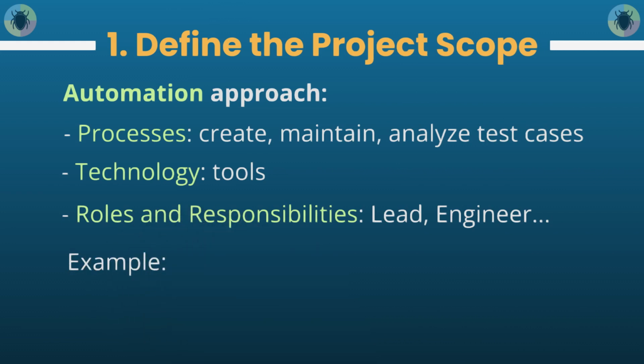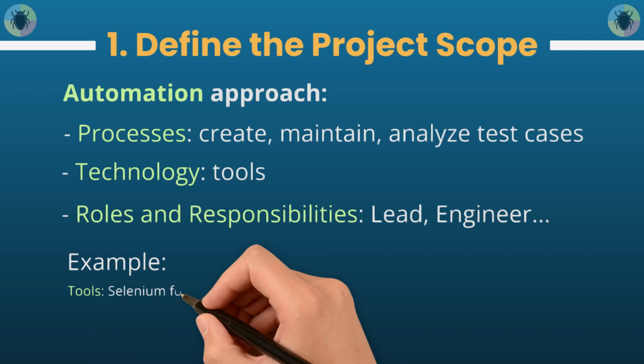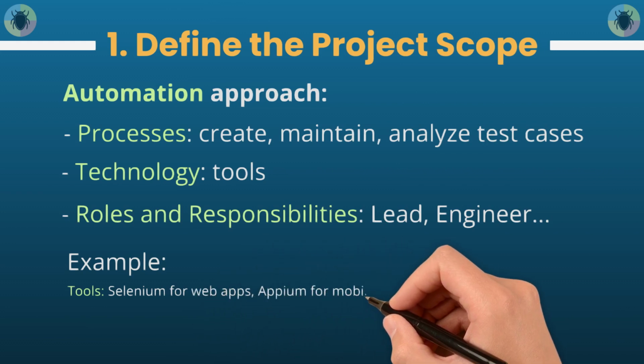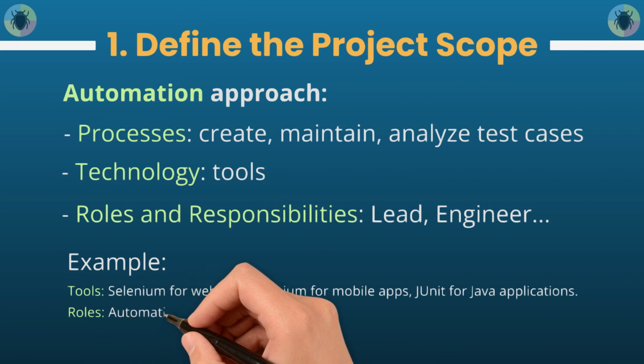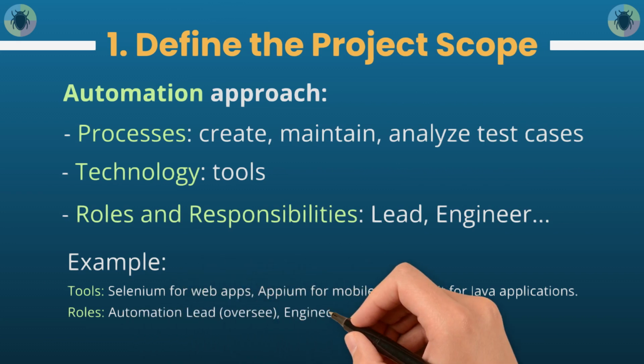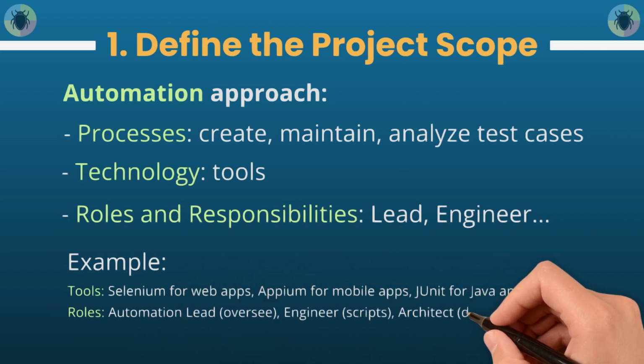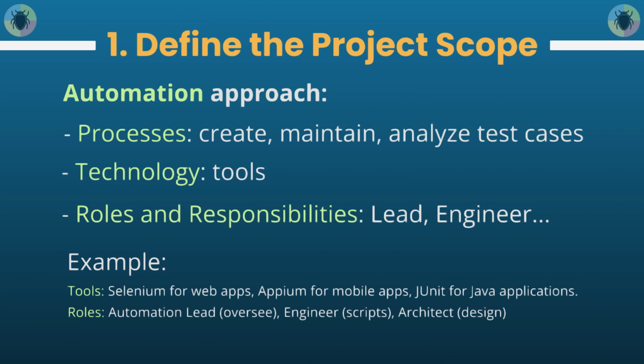Example: use tools like Selenium for web apps, Appium for mobile apps, and JUnit for Java applications. Assign an automation lead to oversee the project, an engineer to write scripts, and an architect to design the framework.